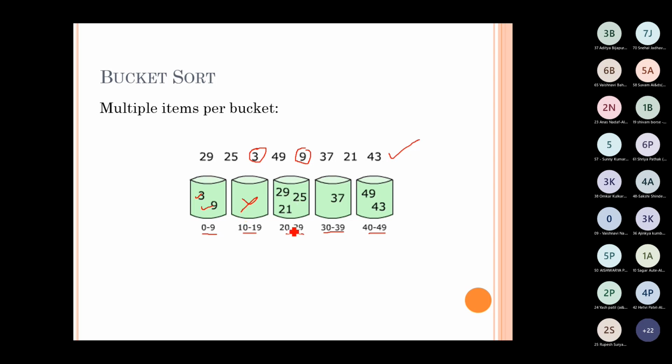Then are there elements from 20 to 29? Yes, 29 is there, put it in the third bucket. 25 is there, put it in the third bucket. 49 is not in this range, 37 is not in this range, 21, so put it in the third bucket. Then 37, which we find in between, and 49, where will we put it? We will put 37 here, it is in this range, so put it here, and 47 is in this range, so put it here. So in this way we will be putting.